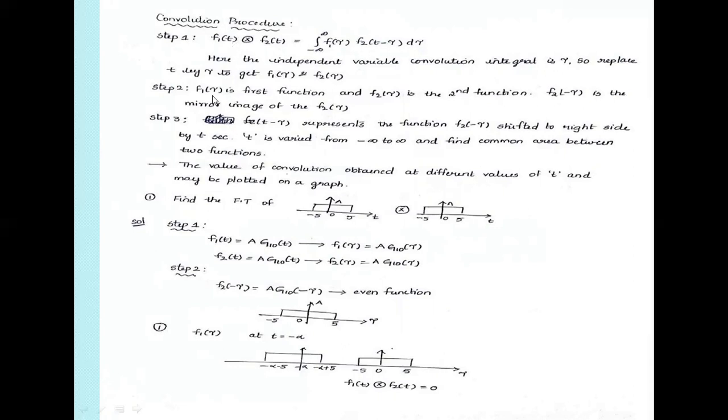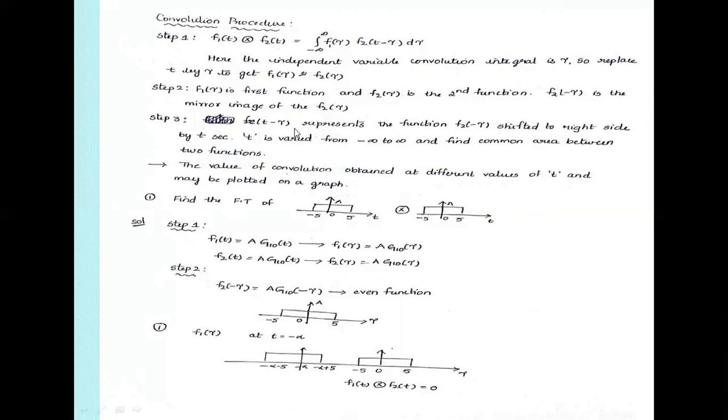For any given two signals, the first step: f1 of t and f2 of t, both time domain functions, and the formula is the integral from minus infinity to infinity of f1 of tau f2 of t minus tau d tau. Here the independent variable of the convolution integral is tau. So replace t by tau to get f1 of tau and f2 of tau. f1 of tau is the first function and f2 of tau is the second function, and f2 of minus tau is a mirror image of f2 of tau. We know that the positive values and the negative values are a mirror image.